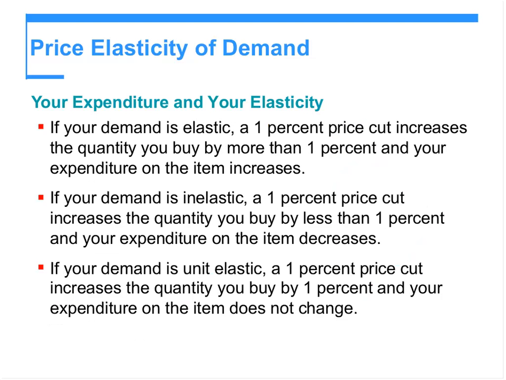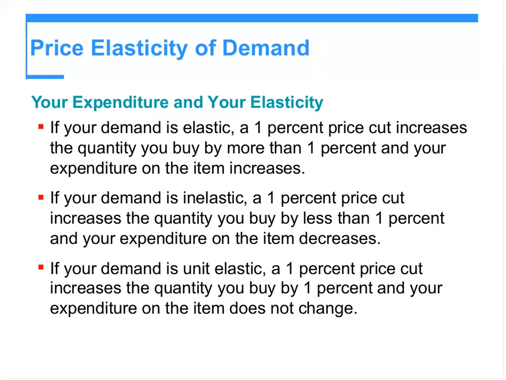So, your expenditure and your elasticity. If your demand is elastic, a 1% price cut increases the quantity you buy by more than 1%, and your expenditure on the item increases. So very simple. Now we're going to talk about the expenditure side of the whole elasticity.